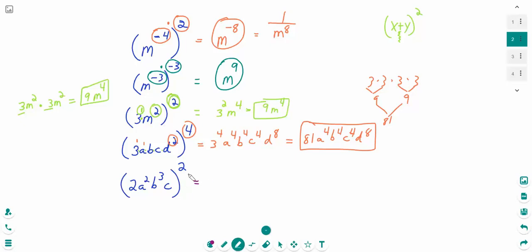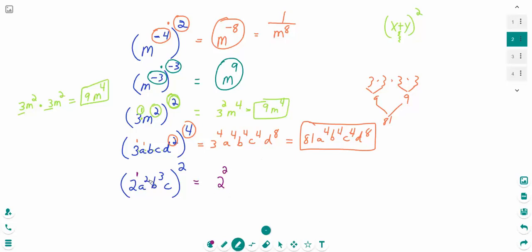All right, so same things apply here. We need to, in a sense, raise everything inside this set of parentheses to the second power. We do that by multiplying this 2 by the exponents within the parentheses. So this 2 is being raised to the first power. So we need to recognize that it is now a 2 raised to the 1 times 2, which is going to give us a 2.